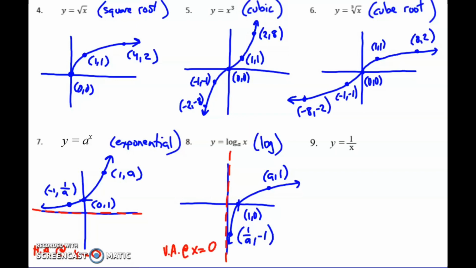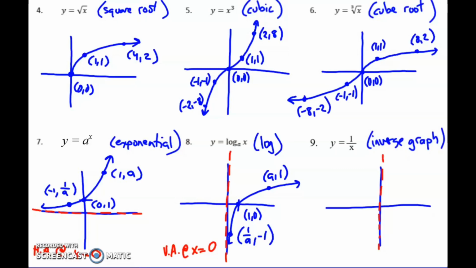So again, the x and the y are just going to switch. Okay, very quickly, our last one, we called this our inverse graph. It's kind of interesting. Y equals 1 over x. And for this one, I'm only going to do 2 key points. So if you think about it here, what happens if I put in a 0 for x? 1 over 0, that's undefined. So that's going to be an asymptote.